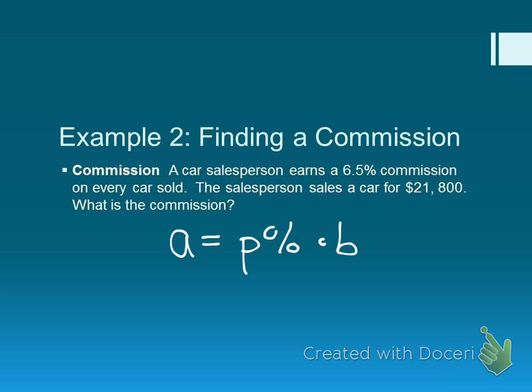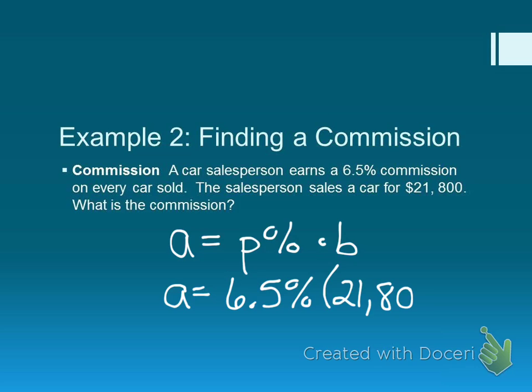That's your B. That's your total. Now they made a percentage of that. That would be A because that's just a part of the total sale of the car. So A equals 6.5% times 21,800. But what do you need to do to that percentage? To a decimal. What is it as a decimal?